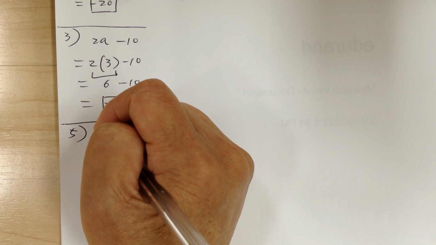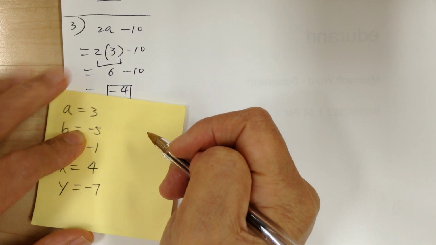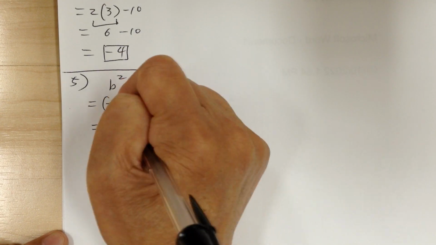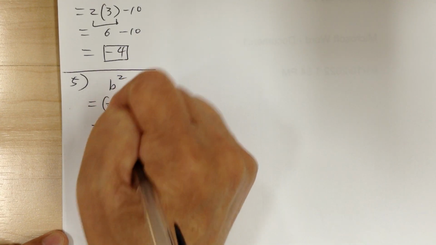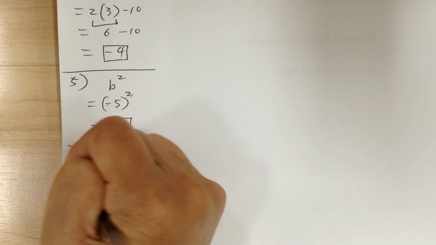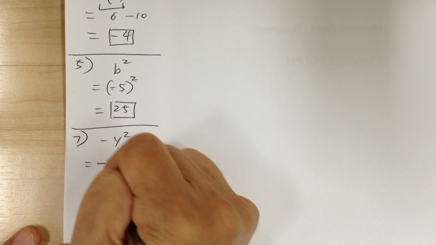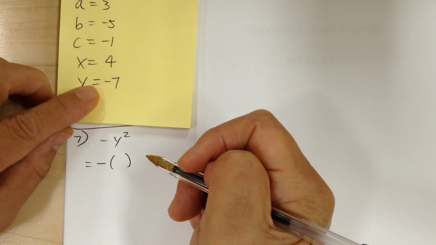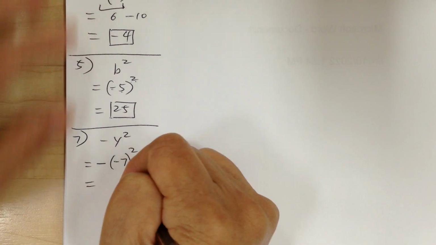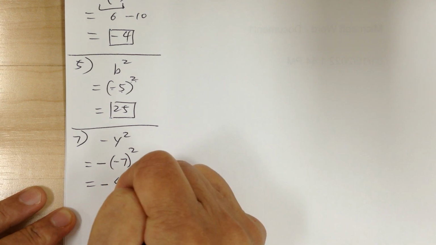Number 5. You got b squared. So over here the b is -5 squared, and the square is for the whole parentheses, so everything in the parentheses you have to square. Negative squared is positive, 5 squared is 25. Number 7, you have -y squared, so equal to negative, again whatever you substitute put in parentheses, y is -7. Now the square is only for the parentheses, so this would be negative, and the whole thing would be 49, and that's it.